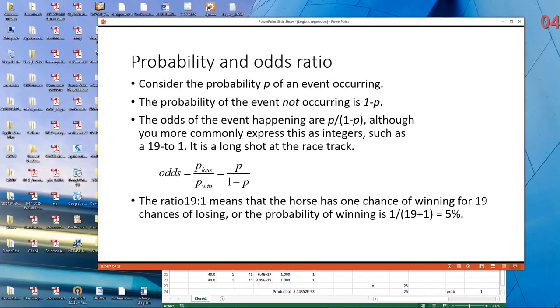Now this odds ratio usually is referred to in terms of integers rather than fractions. So we say things like 19 to 1, 20 to 1, 50 to 1, and so on. Of course this is a very bad odds ratio, 19 to 1. It's kind of a long shot at a racetrack. And so how are odds calculated? Probability of loss over probability of win. And if probability of win is p, then it's 1 minus p over p.